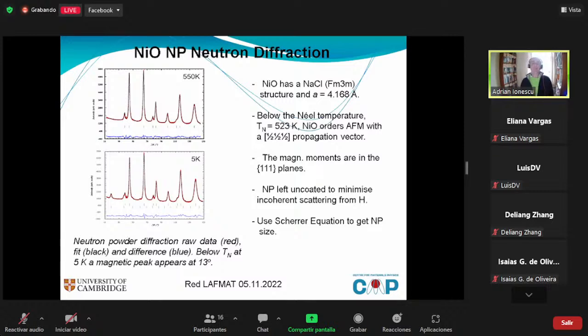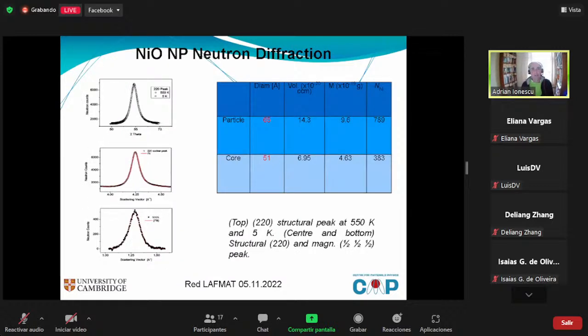and we left those particles really uncoated, just to avoid incoherent scattering from hydrogen if you would somehow functionalize them. And then we used what many people would do for X-ray diffraction or neutron scattering, the Scherrer equation, to get a nanoparticle size. When you look at structural peaks, you get basically the structural particle size, a diameter of 65 angstroms, whereas if you looked at the core, at the magnetic peak, this additional peak which appeared at 5 Kelvin, you got a diameter of about 51 angstroms.